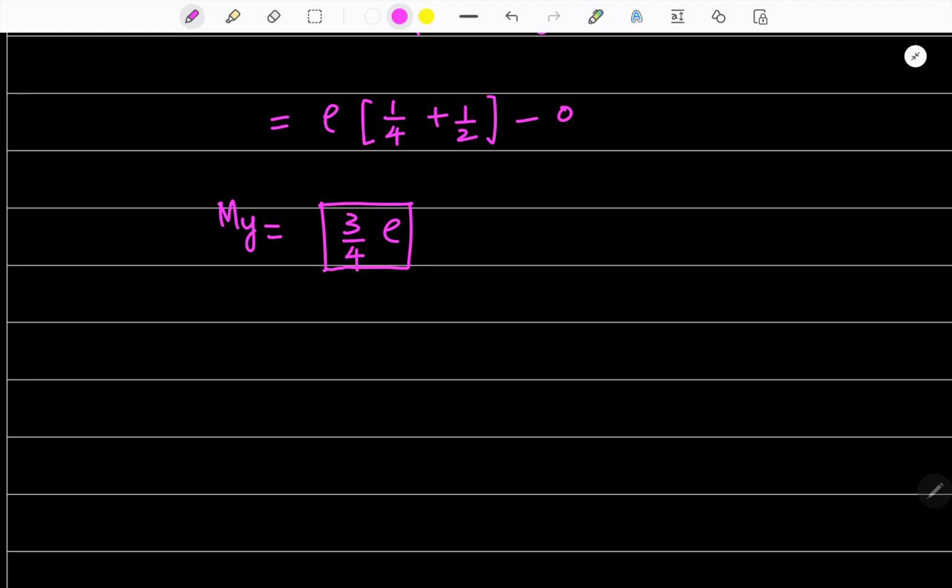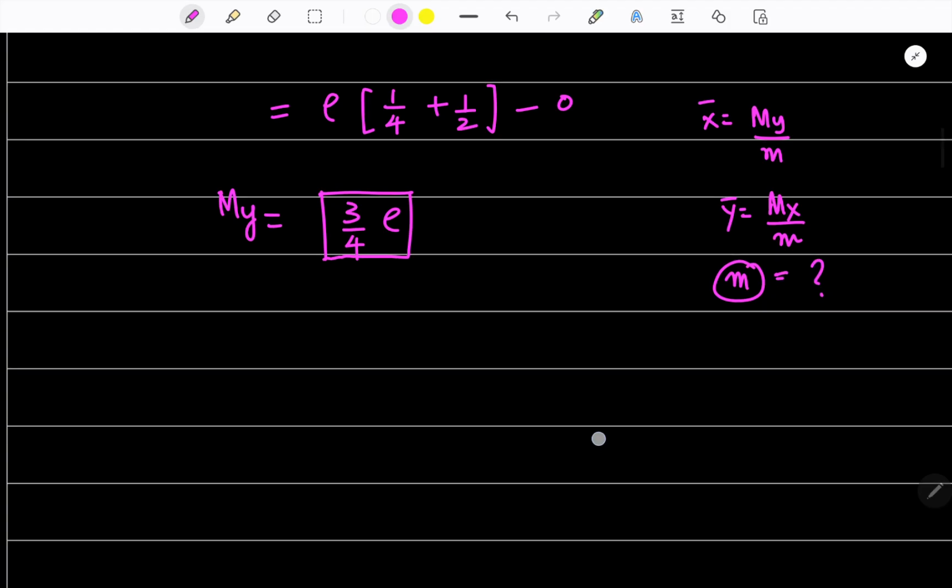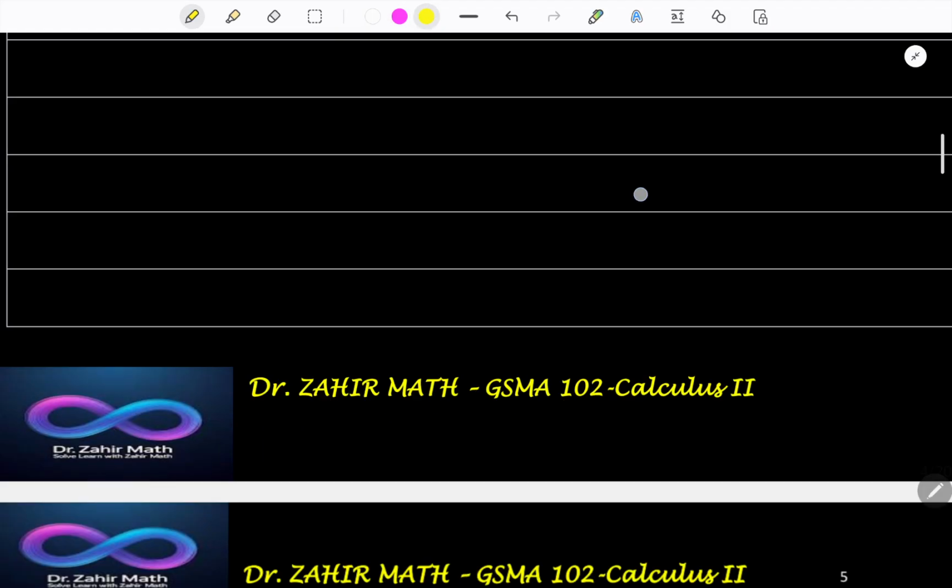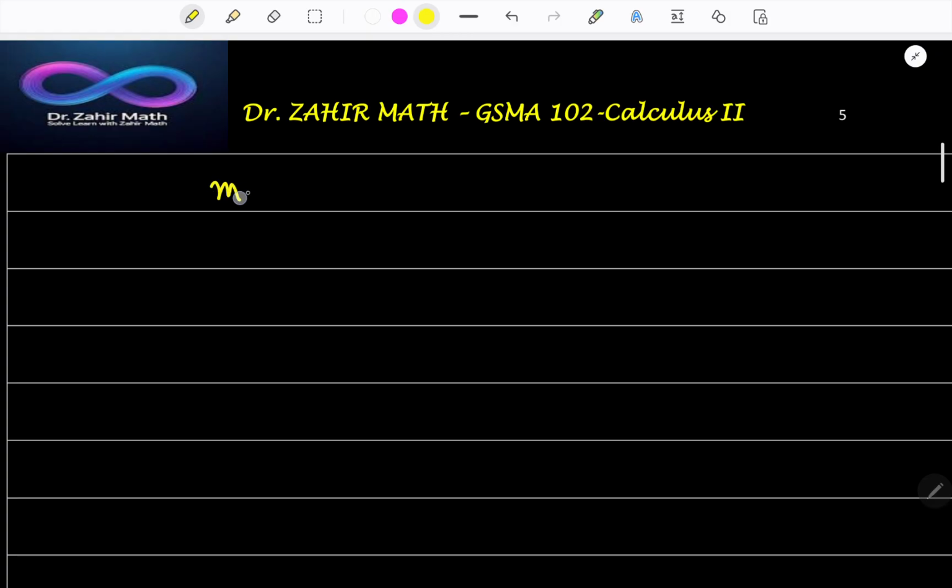So we calculated Mx, we calculated My. Why? Because we want x bar is My divided by m and y bar is Mx divided by m. And m we need to calculate. Okay, so let's calculate our m. So m is equal to, what is the formula for m? Rho integral 0 to 1, f of x minus g of x times dx.